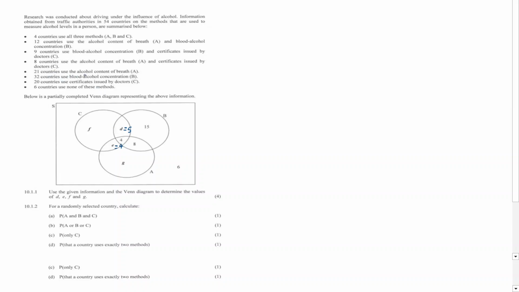21 countries use alcohol content of breath. So this whole total must be 21 for A, but I've already used up 12 plus 4, so I've used up 16. So that means that G must be 5. 32 countries use B. So this total should have been 32. I'm just going to check because I've got all the numbers in it. So that's 20 plus 12, 32.